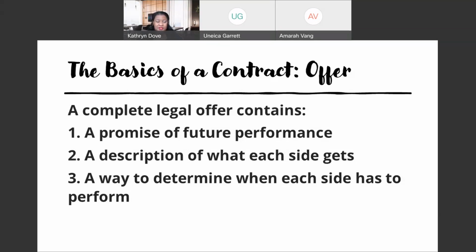So back to the example of Unica and I in the textbook, I offer Unica $100 for her contract textbook. Those are very specific and definite terms, and it's described. There's a promise of future performance in that if Unica gives me her textbook, I promise to give her $100. And then there's a way to determine when each side has to perform, and usually it's when it's reasonable.